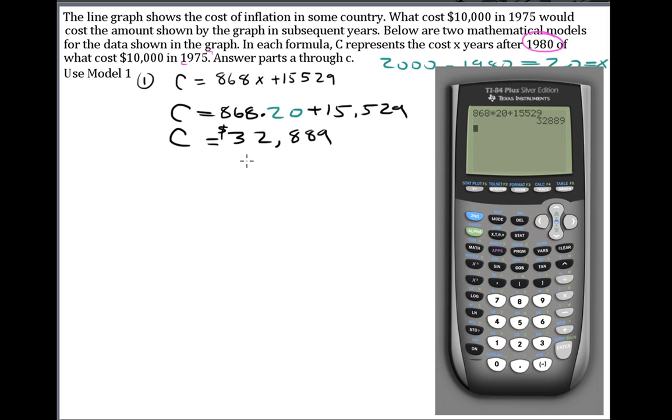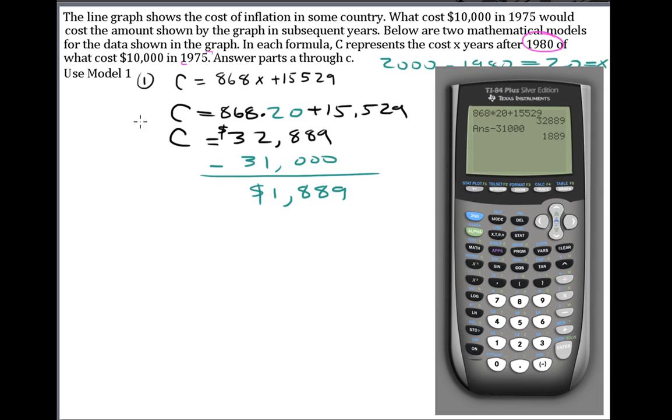Now, on our graph, we got $31,000. So that's going to be a difference of $1,889. I could subtract 31,000 from my answer to get that too. Okay, and that's with the first model.